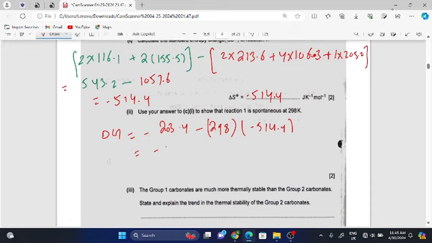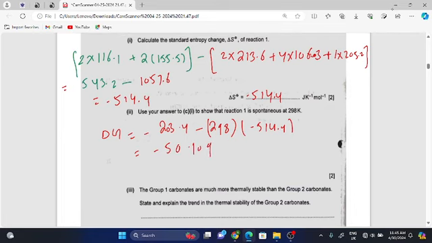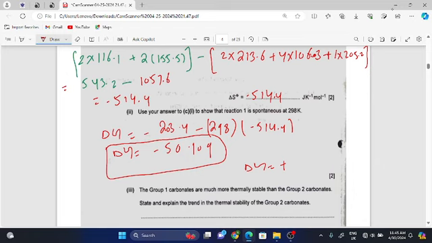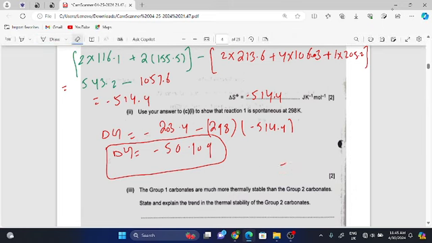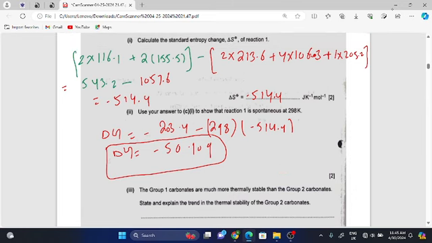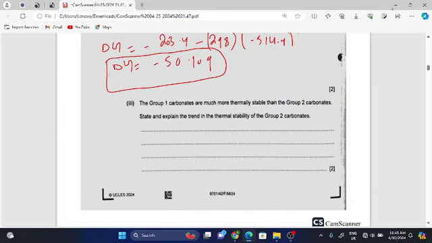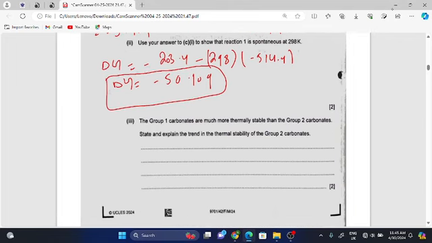That will become negative 50.109. Just like I told you, if the delta G value comes out negative, that satisfies that your reaction is spontaneous. If your delta G comes out positive, then definitely it will not be spontaneous. So now in this case delta G is coming out negative after putting every value into that equation, which satisfies my condition. So your reaction would be feasible.